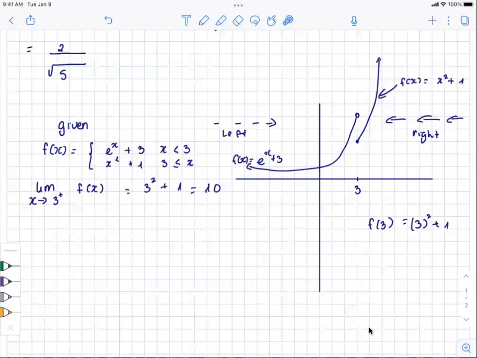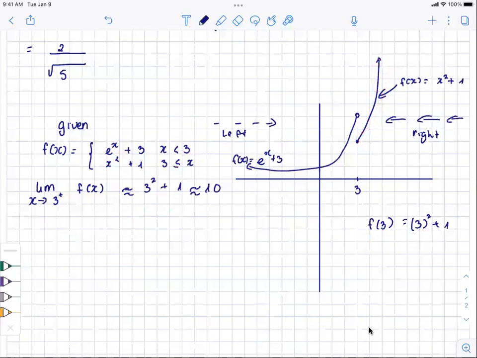Now, I'm saying x approaching, I'm not saying x equal to 3, right? I'm approaching the number that is as close to 3 as possible, okay? So when x equals 3, you will also have 10, but as x approaches 3, it's approaching 10. So let me correct myself, it is approaching 10.